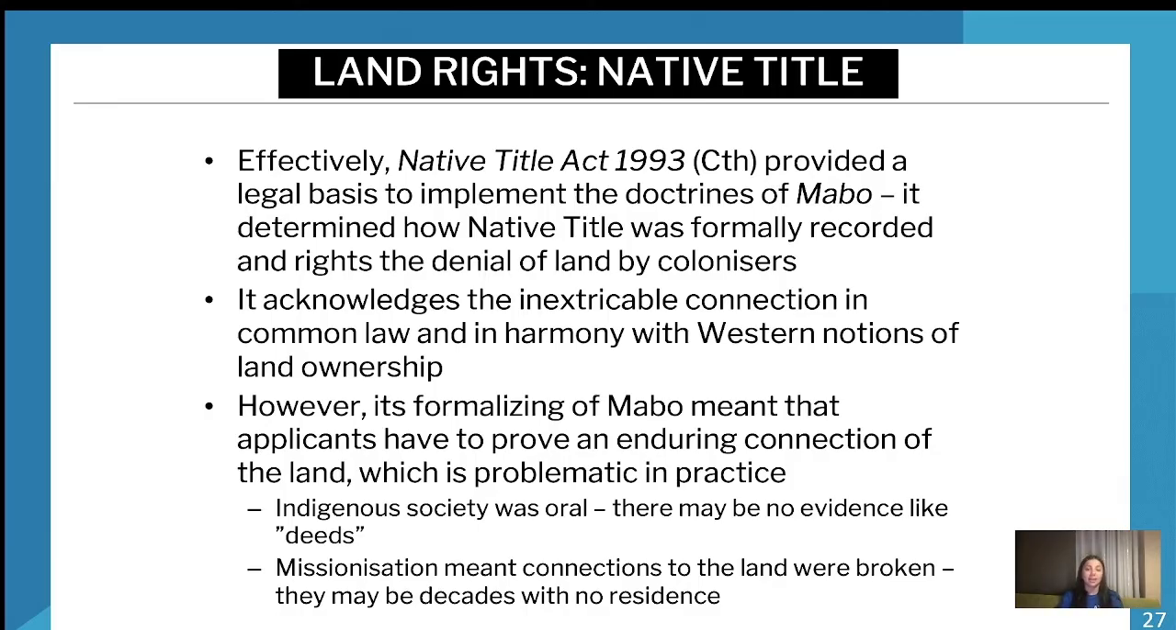And it determined how native title was formally recorded and the rights and the denial of land by colonizers. So it acknowledges the inextricable connection in common law and in harmony with Western notions of land ownership, which was really important. But by formalizing Mabo, it meant that applicants had to prove an enduring connection to the land, which is where it gets problematic, which is where I say Mabo was really instrumental.